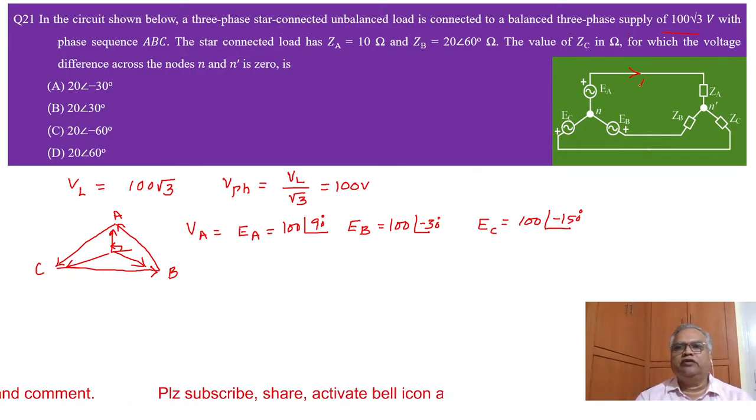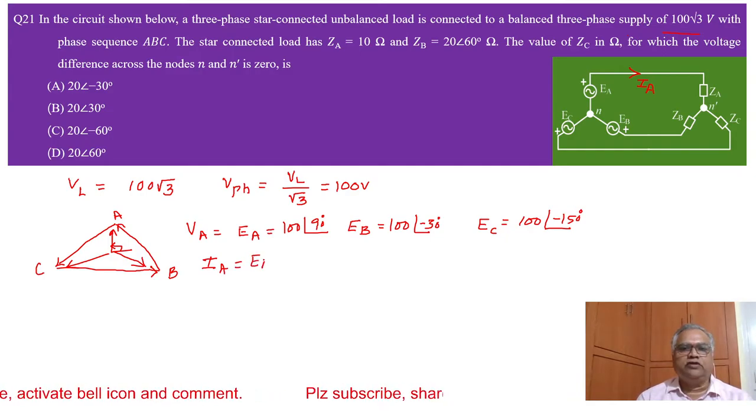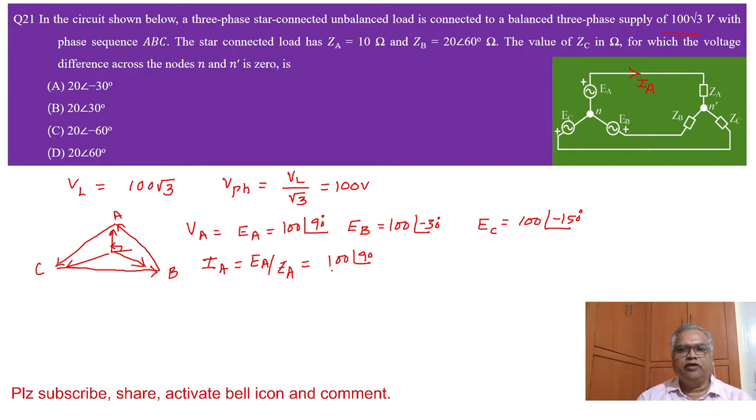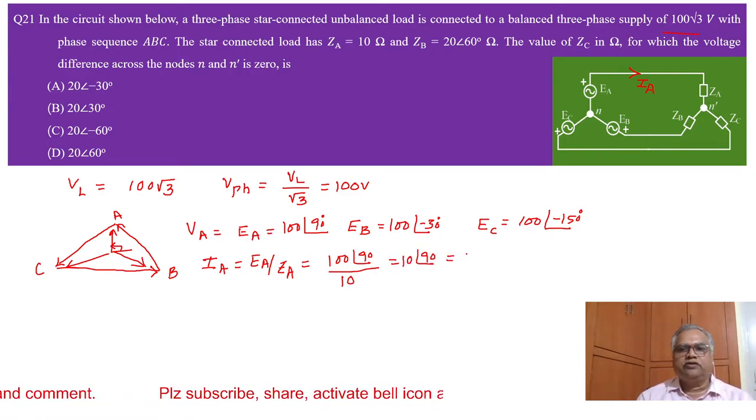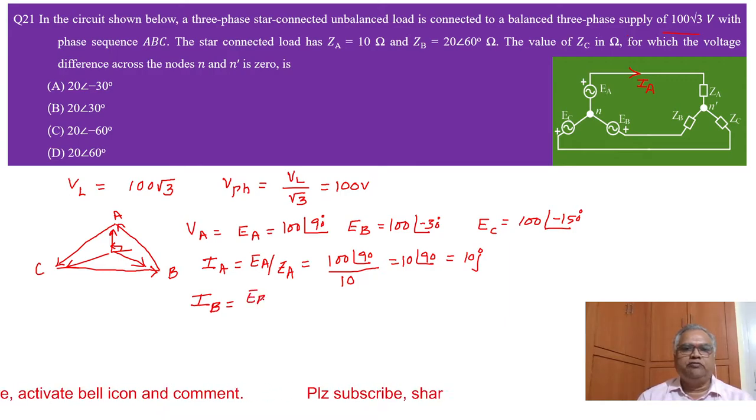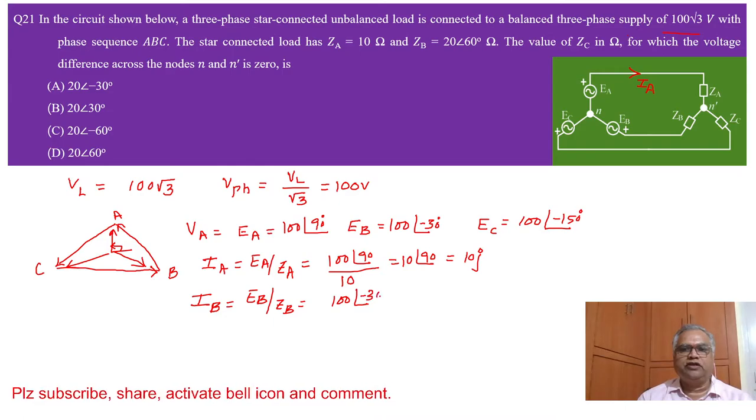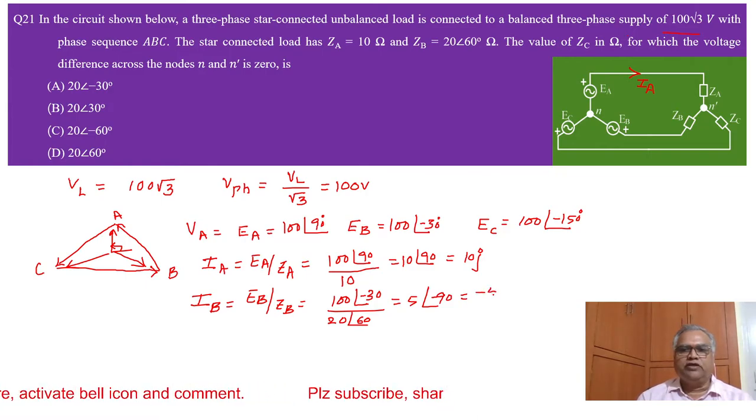Now we have to find the currents. What is the value of IA? It is nothing but EA by ZA. That is 100∠90 by what is ZA given? 10. So 10∠90 is nothing but 10j. Then find out IB, which is EB by ZB. What is EB? 100∠-30 by what is ZB given? 20∠60. This is 5∠-90, which is -5j.